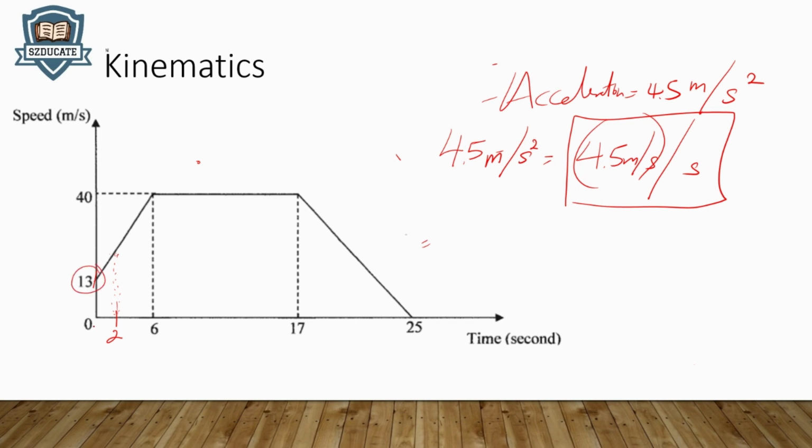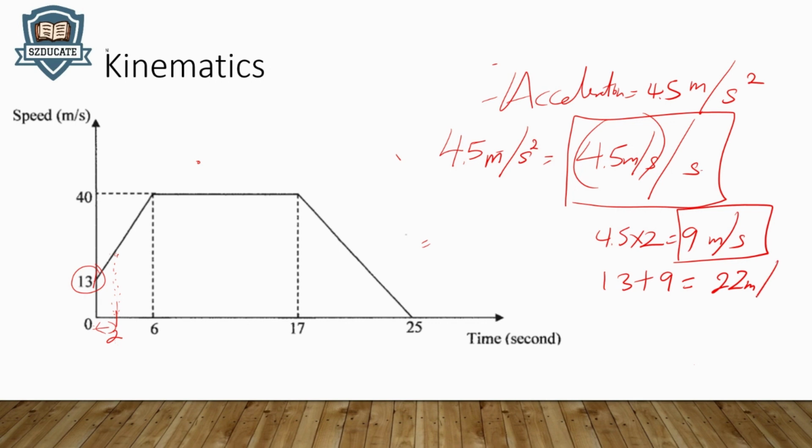So let's take a look here. Where is the starting point? It's 13. And how long has it gone? 2 seconds. So 2 seconds, you times 2, which is 9. That means 9 meters per second. That means the speed must have increased by 9 meters per second, up from an original value of 13. So it's 13 plus 9, which will give you 22 meters per second, which is the same answer as your previous answer. But in this case, you do not have to find the equation of the line.